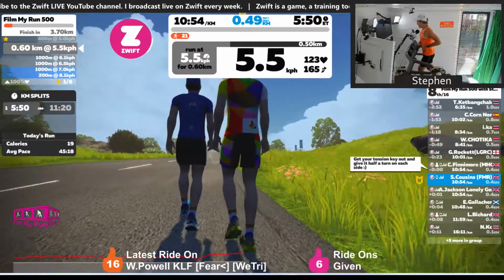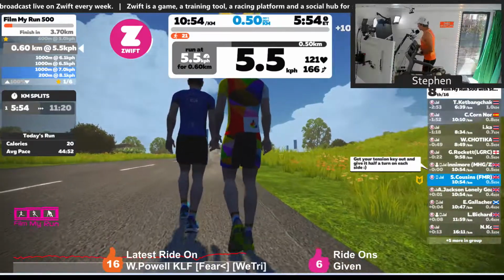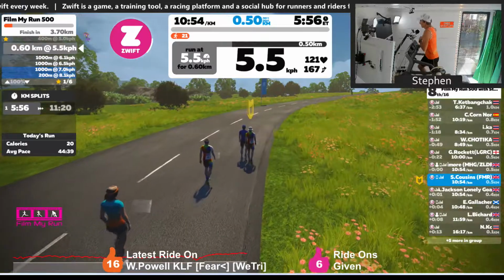There you go. Clive Finnemal says, get your tension key out, Lee, and give it half a turn on each side.